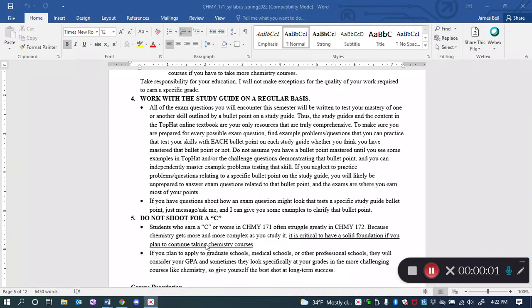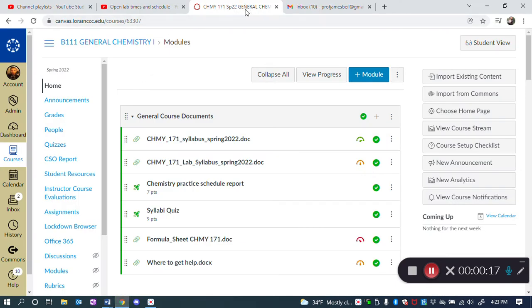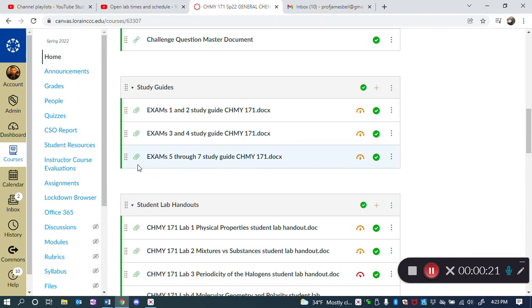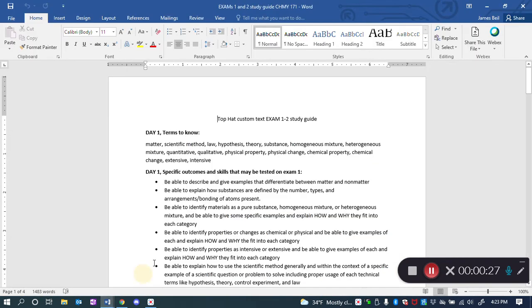Another key to having success in this general chemistry course is to work with the study guide on a regular basis. So let's take a look at the study guide and explain how it might best be used. If you go to our course on Canvas here and scroll down, there's a module labeled study guides, and if you click on the first study guide here, it'll take you to a document that looks like this.